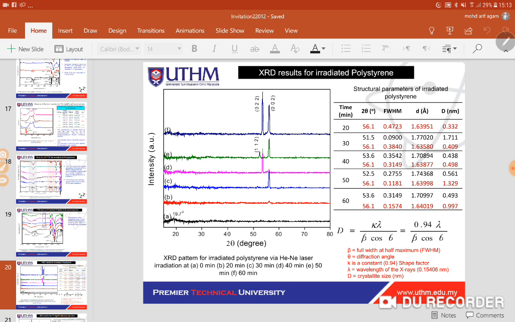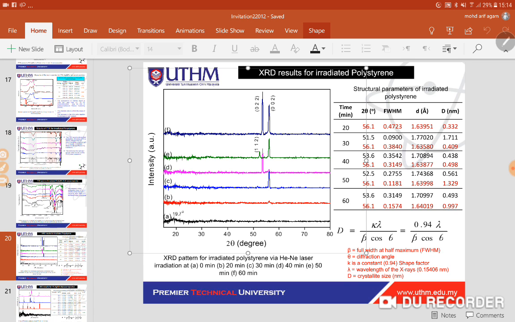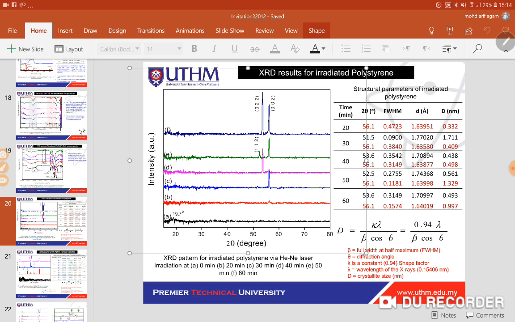And in fact, when you look at the XRD, this is 20 minutes, no obvious restructuring, but at 30 minutes you can see that we have this signal at about 58, and then suddenly the peak reappears on the left side, and then we have two peaks now at 50 minutes, and at 60 minutes you get two clear peaks there. And this is just for polystyrene.